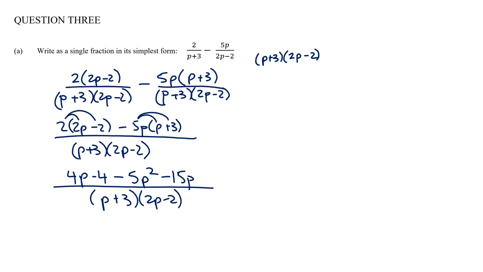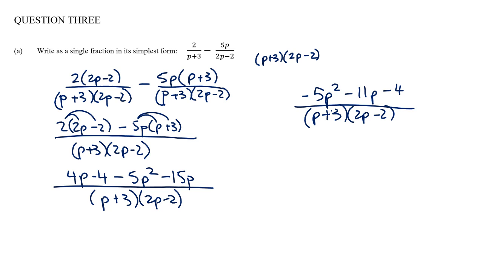You notice that 2p minus 2 actually has a common factor in itself? So we probably shouldn't take that out the front at some stage. From there, I can just collect my like terms, eh? So that goes to negative 5p squared minus 11p minus 4 all over p plus 3, 2p minus 2. Questions with that?